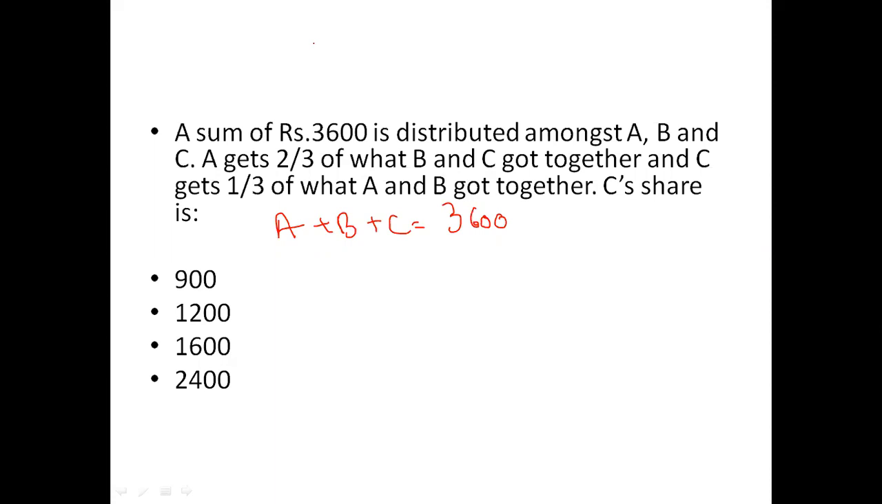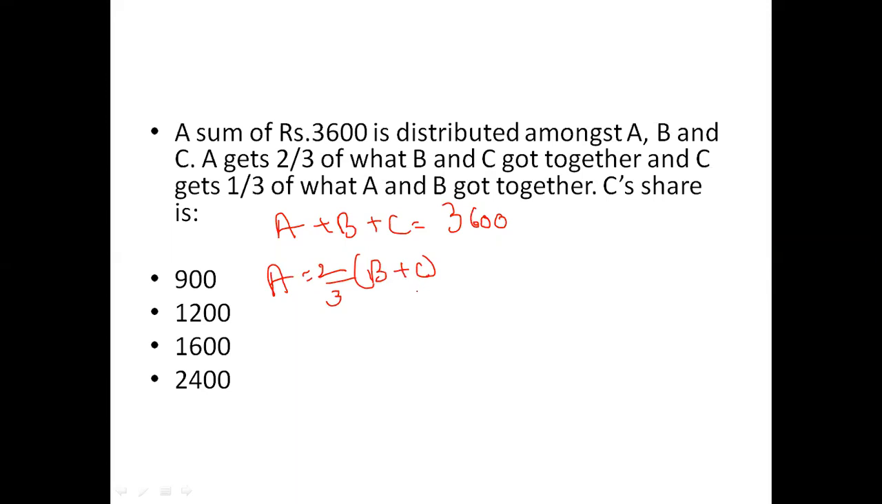A gets 2 by third of what B and C get together. A will be getting 2 by third of what B and C are getting together. Together means you need to add B plus C. So you can represent that as A is equal to 2 by 3 of B plus C. Okay. So now check for the next one.